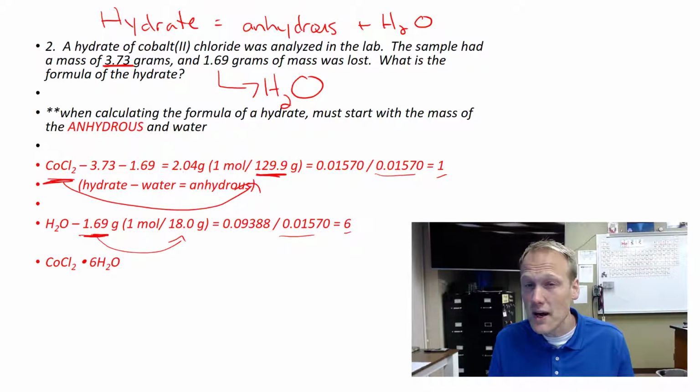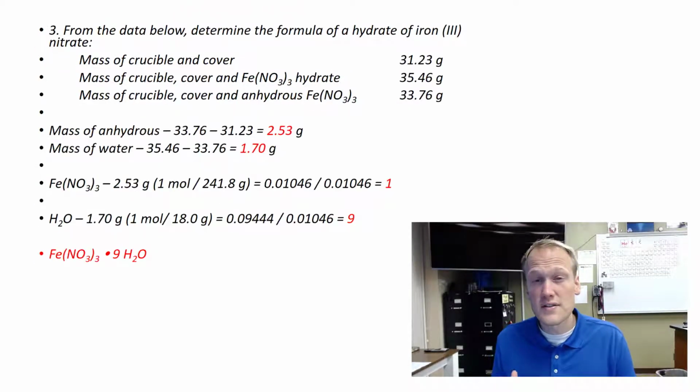So you can see that the process is the same as what we've done in the past. It's just applying it to hydrates. Divide by the molar mass, divide by the lowest number of moles, get your whole number ratio. Here's another set of lab data.